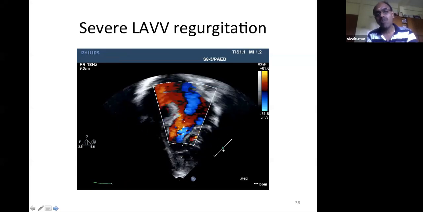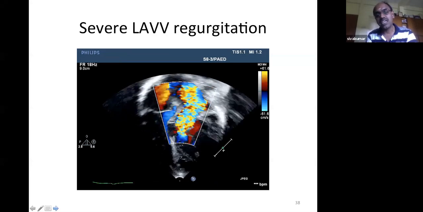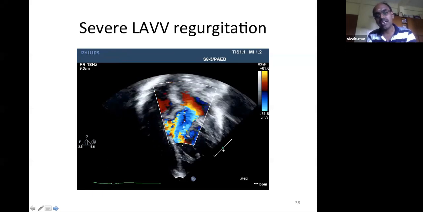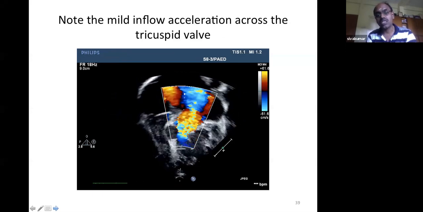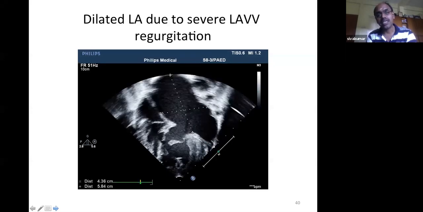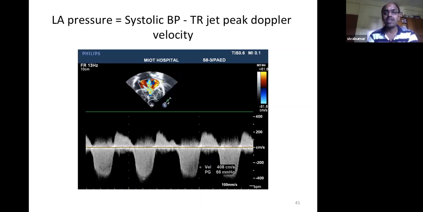In some of the patients where there is significant tethering of the tricuspid valve leaflets, there are much more severe degrees of regurgitation. And this is caused by severe tethering of both anterior and septal tricuspid leaflets. As a result of left AV valve regurgitation, there is marked dilatation of the left atrium. And this left atrial dilatation is an indirect indicator of the severity of the left AV valve regurgitation.